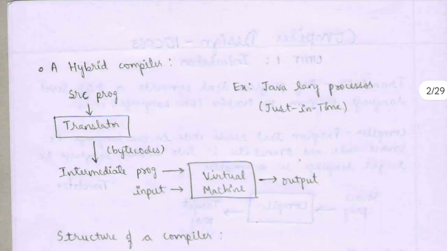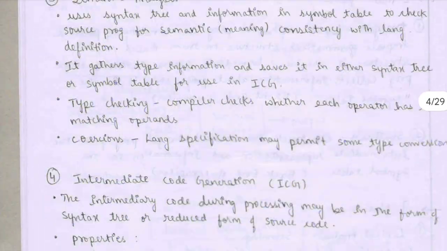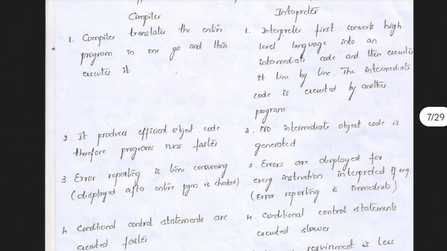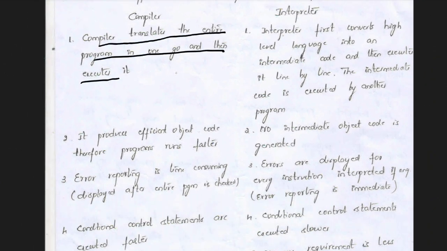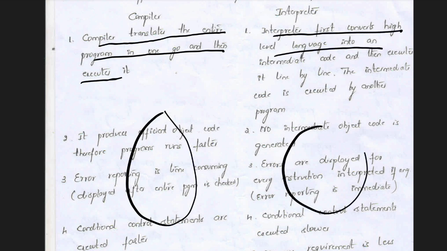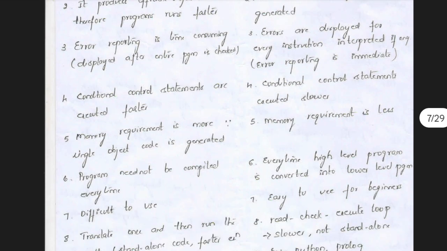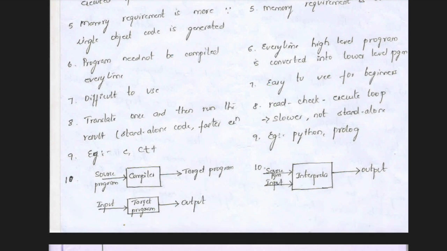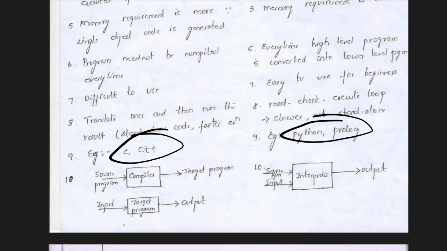Okay, so I'll show you what are the points present here. It's on page number 7. So these are the points which are present here for the compiler and interpreter. The first is that it translates the entire program in one go, and then it executes it. The interpreter does it line by line. Then we have a few more concepts, like which is more efficient, which is better for error reporting, how difficult it is to use, and which programming languages use the compiler and interpreter approach. Those are the further points which you have to mention.